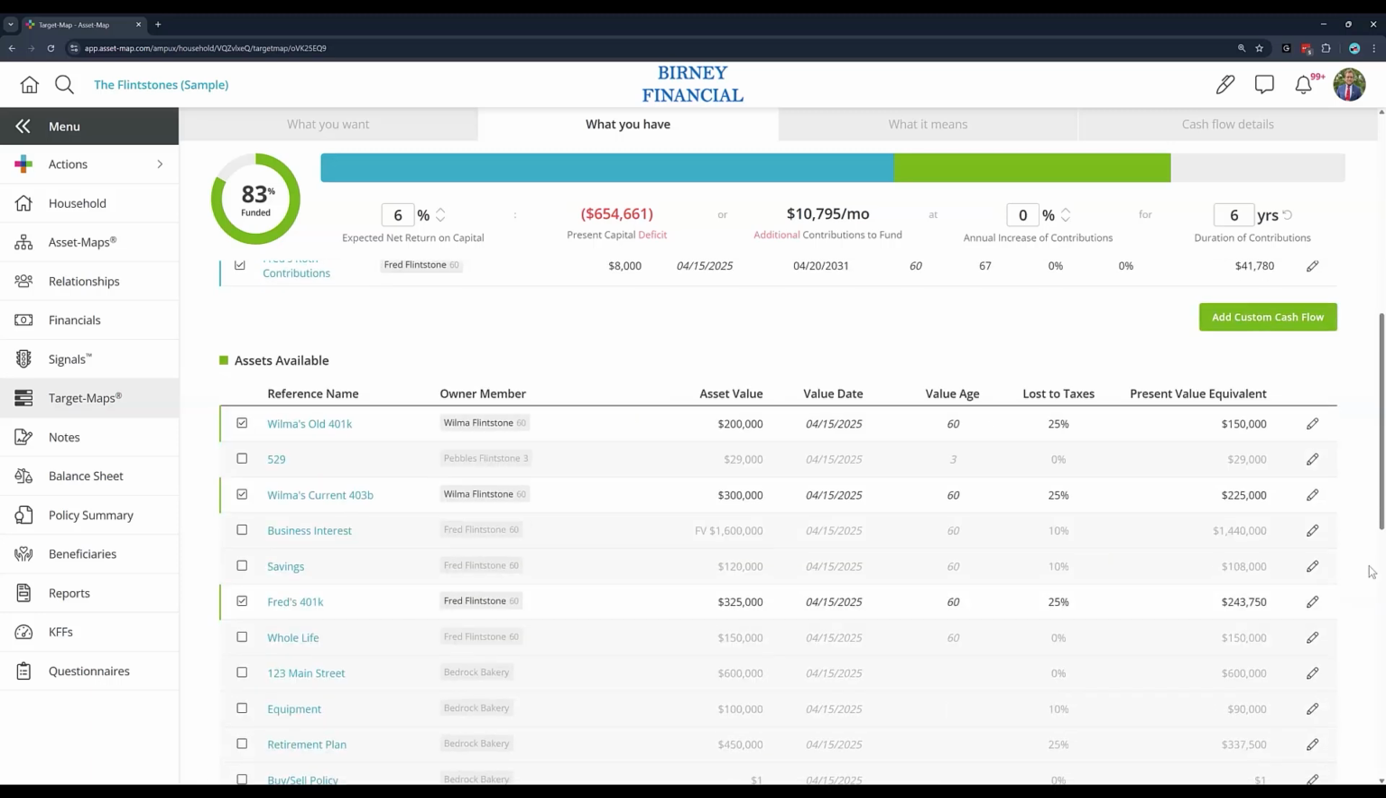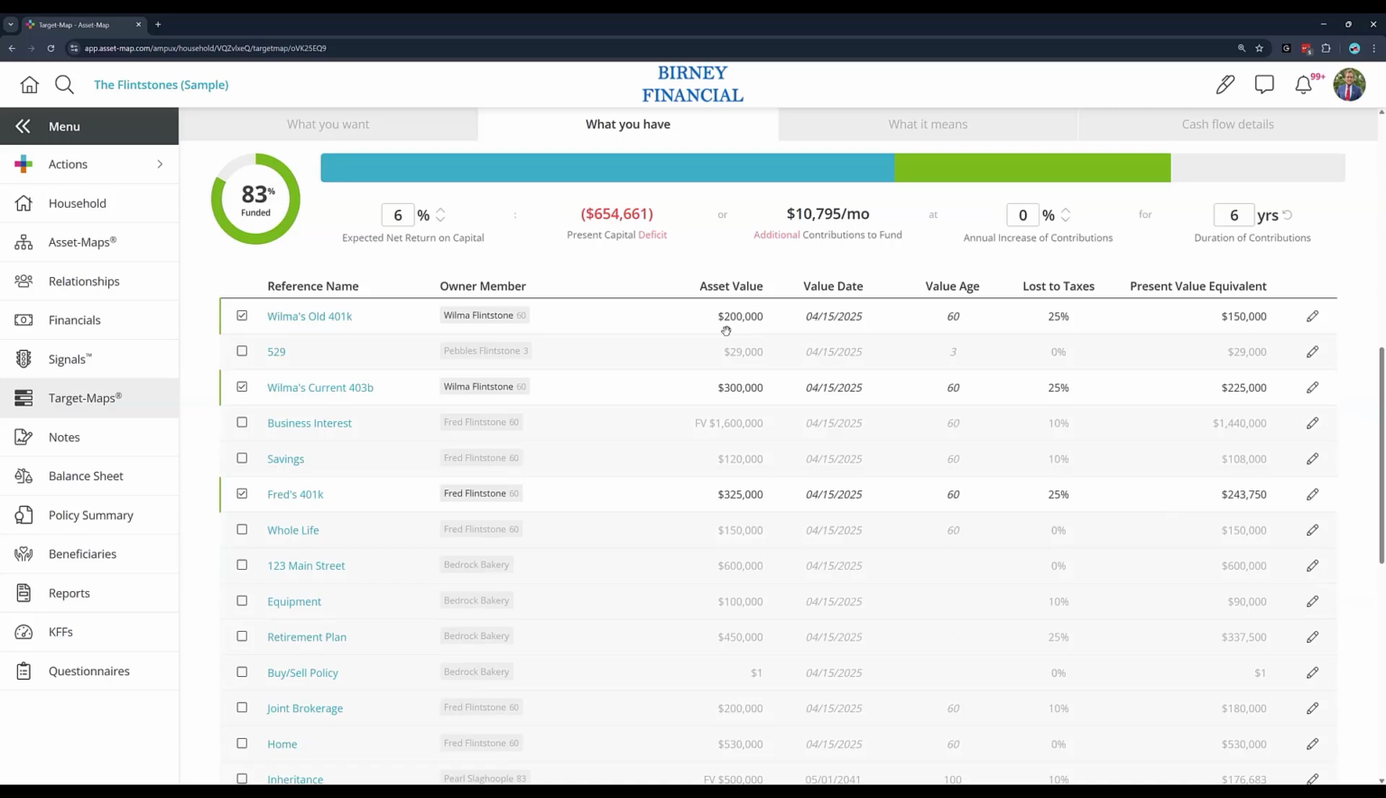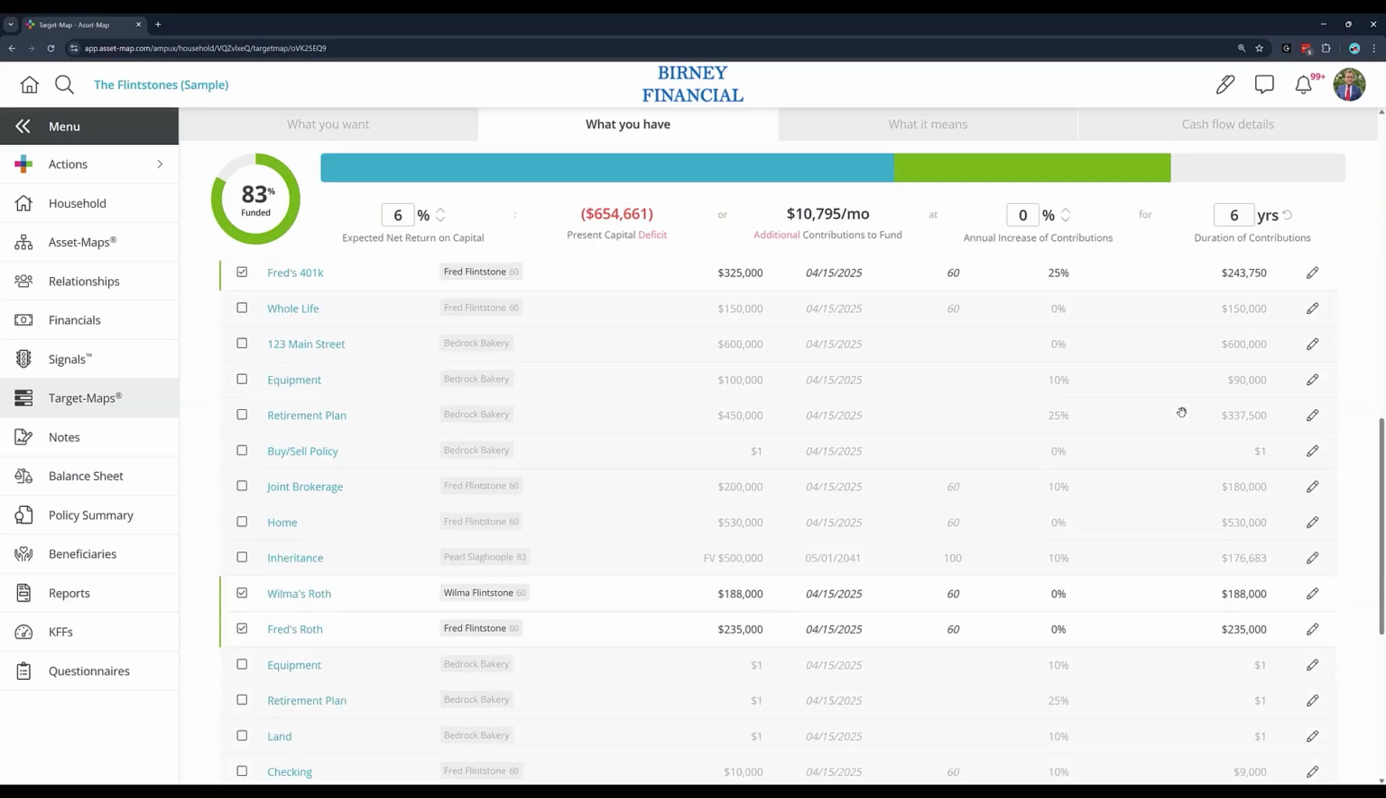Scroll down, I'm doing the same thing for the assets. Wilma's old 401k, 200 grand in there. Hey, about a quarter, that's not your money, Wilma. Let's use the 150 that belongs to you. Let's take Uncle Sam's chunk, pay him now, he goes away. We are just using net numbers across the board here to make the conversation a whole lot simpler for you and your husband.